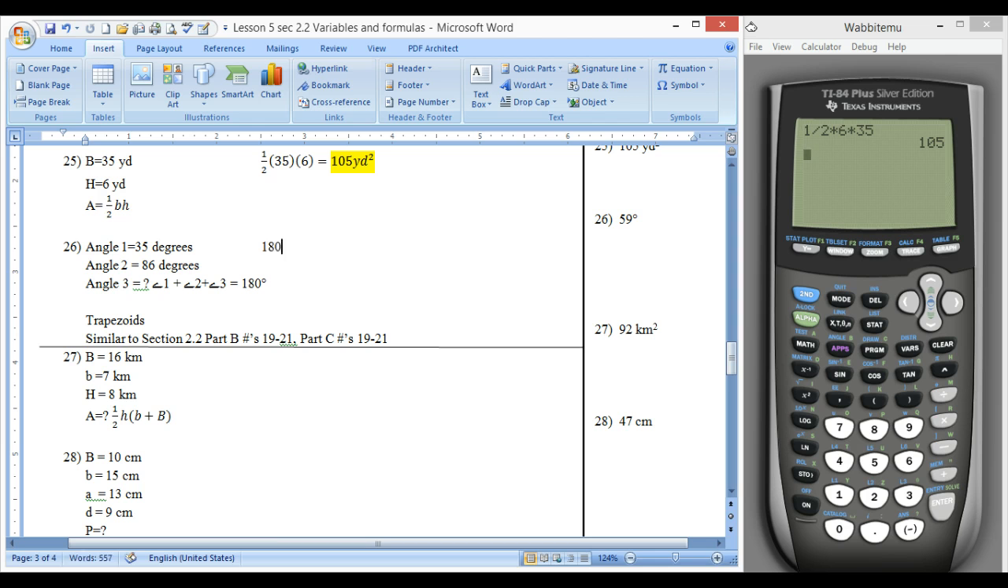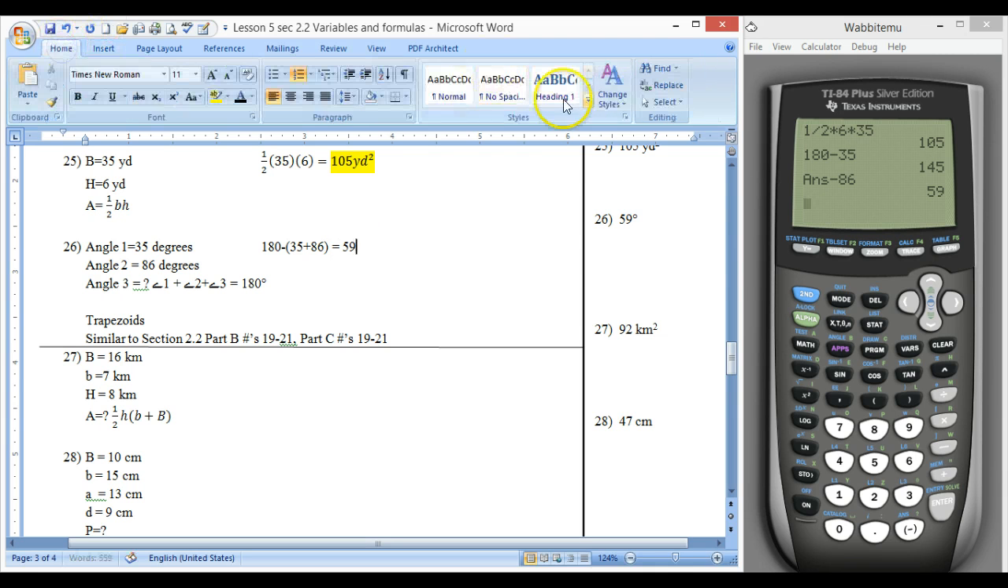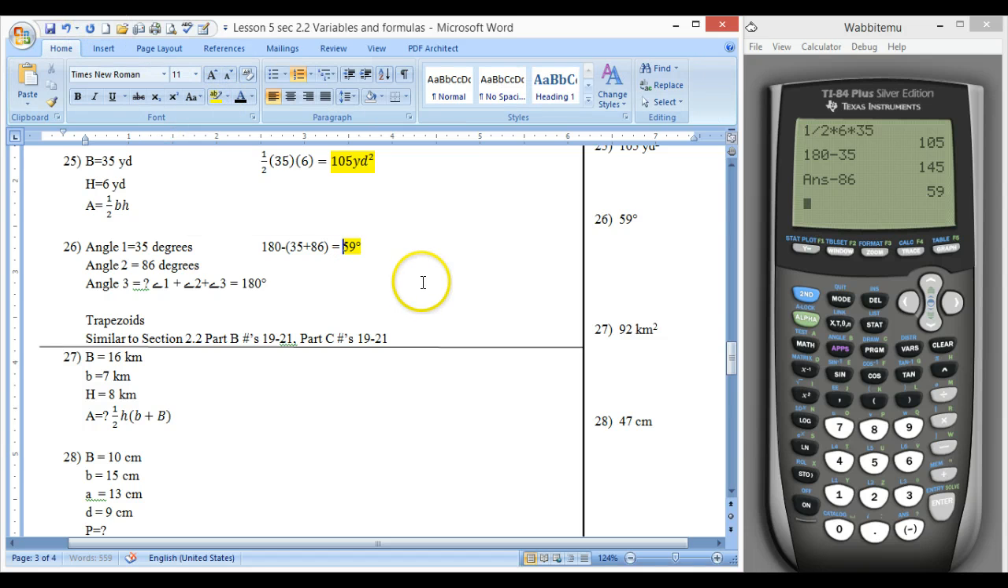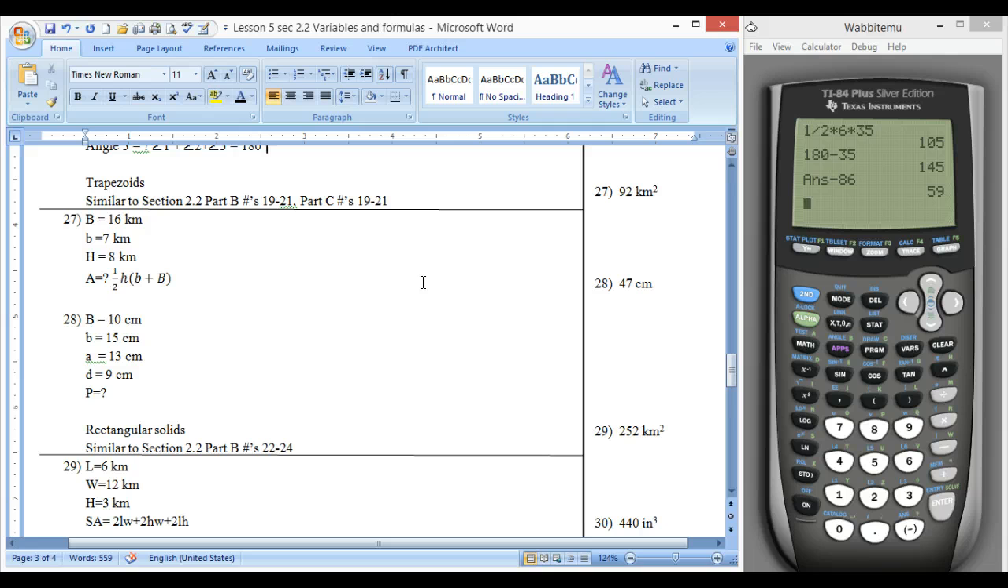So I'm going to type in 180 minus the sum of 35 plus 86. Or you could just start typing 180 and then subtract 35 and then subtract 86. It's up to you, however you want to do it, as long as you subtract those and you're left with 59 degrees. Oops, insert symbol, my degree sign. There we go. Okay, let's move to the next one, trapezoids.